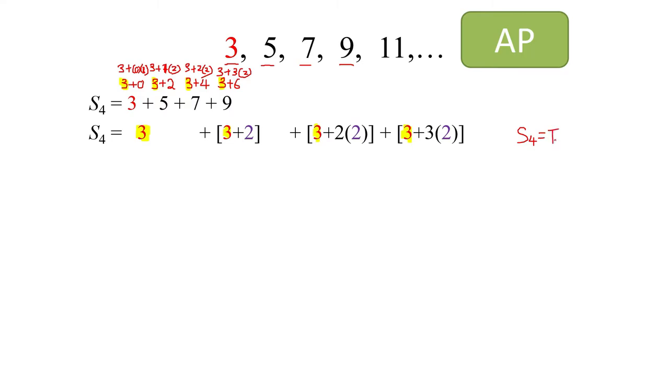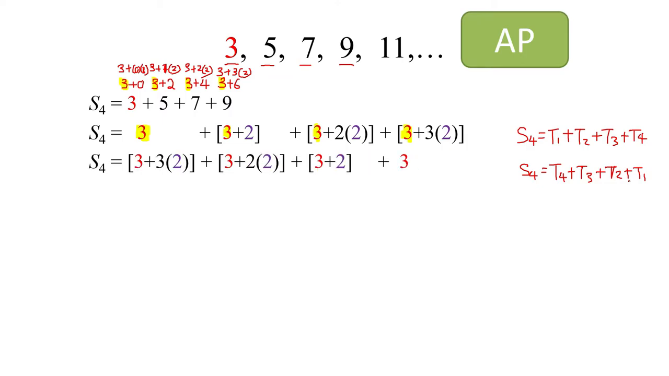S4 equals T1 plus T2 plus T3 plus T4. If we want to count for S4, it's not necessarily starting from the first term, right? So if I write it as T4 plus T3 plus T2 plus T1, it will also give you S4. It becomes S4 equals 3 plus 3 times 2, plus 3 plus 2 times 2, plus 3 plus 2, plus 3. They are the same. I label the first one as the first equation. I label the second one as the second equation.